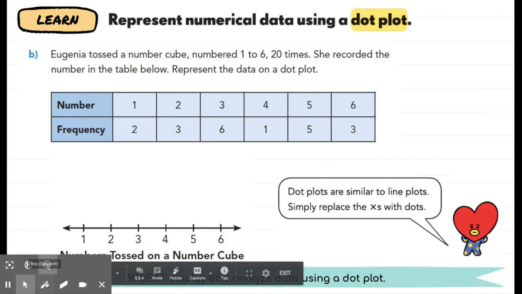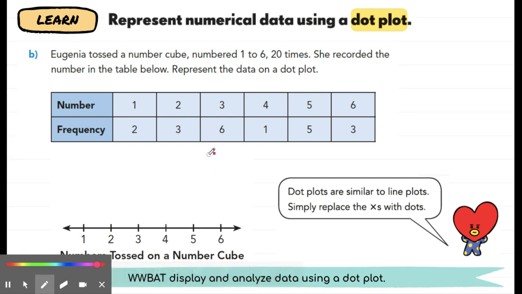Now for the next example, Eugenia tossed a number cube. The cube has the numbers 1 to 6 on it, and she tossed it 20 times. She then recorded the numbers in the table below. Represent the data on a dot plot. Now, frequency means how often something happens. So out of the 20 times that she tossed the number cube, she got number 1 twice. So I'm going to put 2 dots on top of number 1.